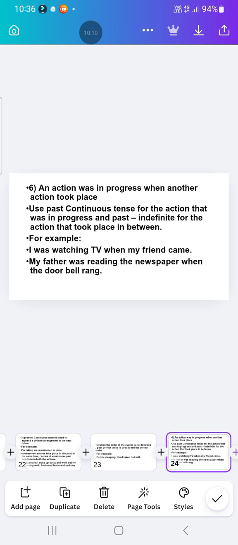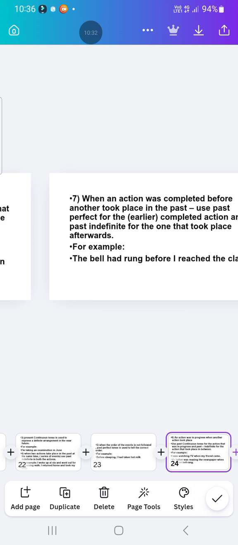Sixth, an action was in progress when another action took place. Use past continuous tense for the action that was in progress and past indefinite for the action that took place in between. For example, I was watching TV when my friend came. My father was reading the newspaper when the doorbell rang.